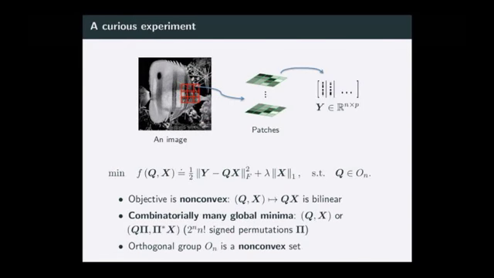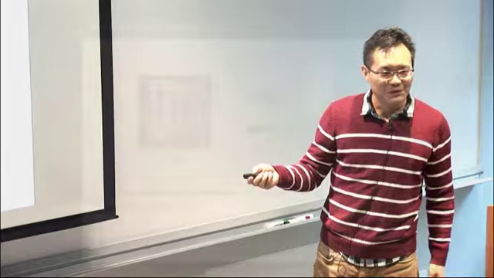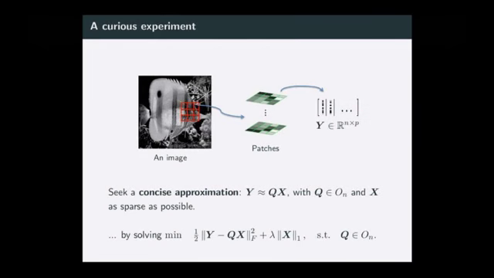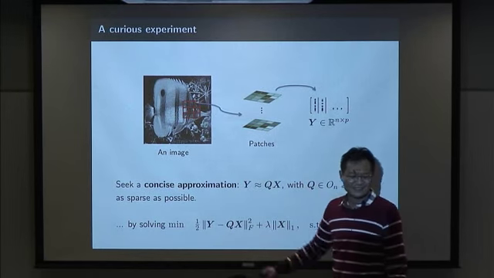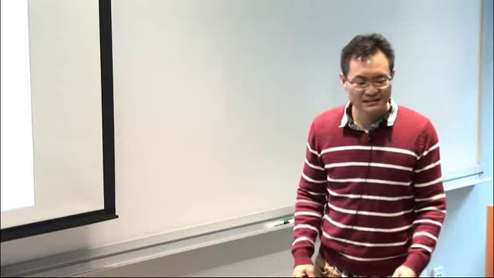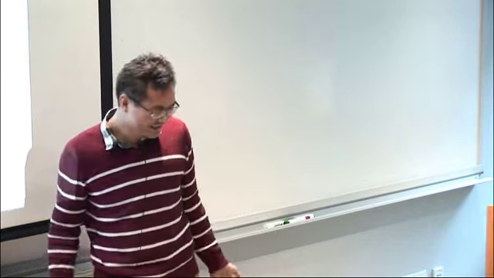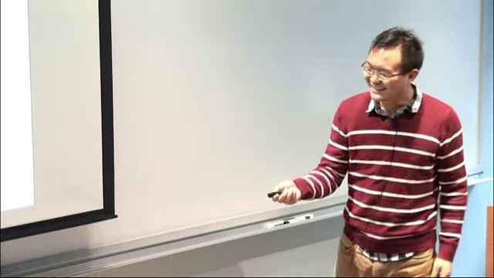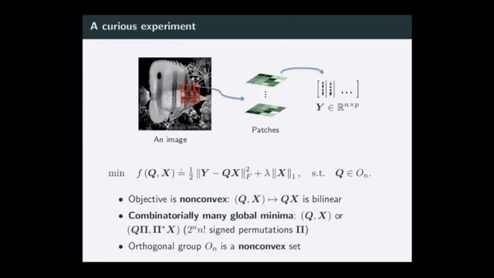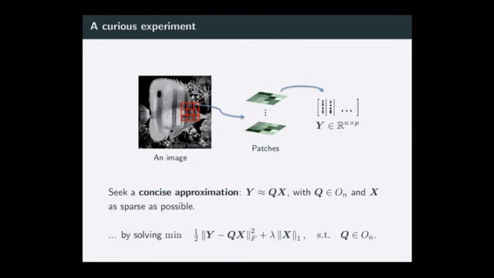What is O? Oh, the half is just a convention, a strange convention. You could just change lambda. That's not a big problem. But what is O? Oh, O_n is the orthogonal group. It's the set of all orthogonal matrices.